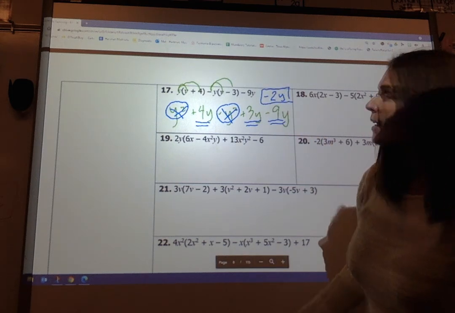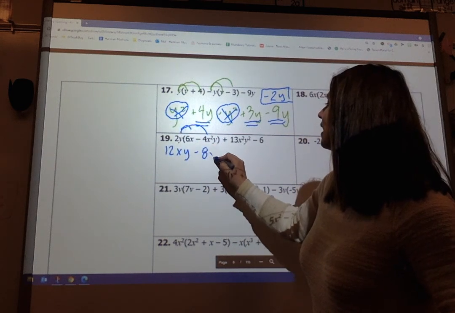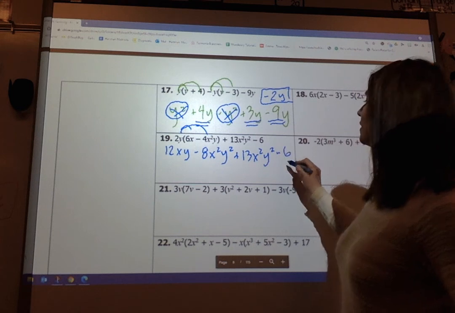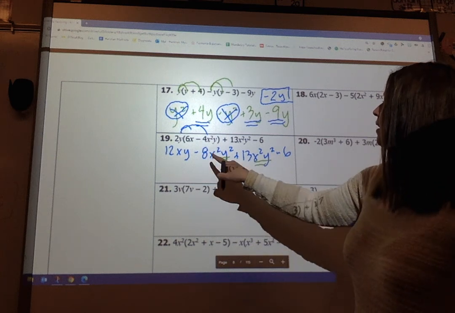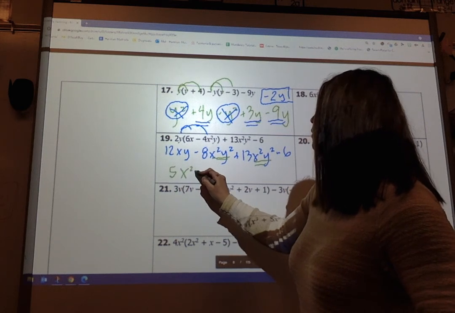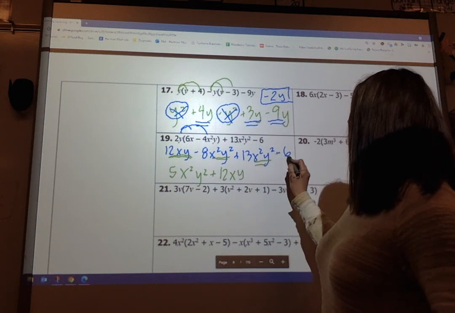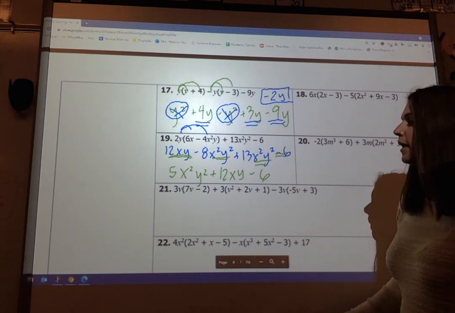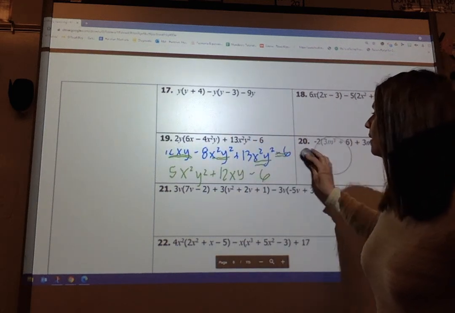If you look at number 19, and I distribute, I get 12xy, distribute here and get negative 8x squared y squared, plus 13x squared y squared minus 6. So here I can only combine like terms, so this guy and this guy is alike. So negative 8 and a positive 13 is 5. So I get 5x squared y squared. This guy is by himself, so plus 12xy. And then this constant term, remember constant terms go at the end. And so this is my final answer. So it's a lot of little steps and then combining at the end.